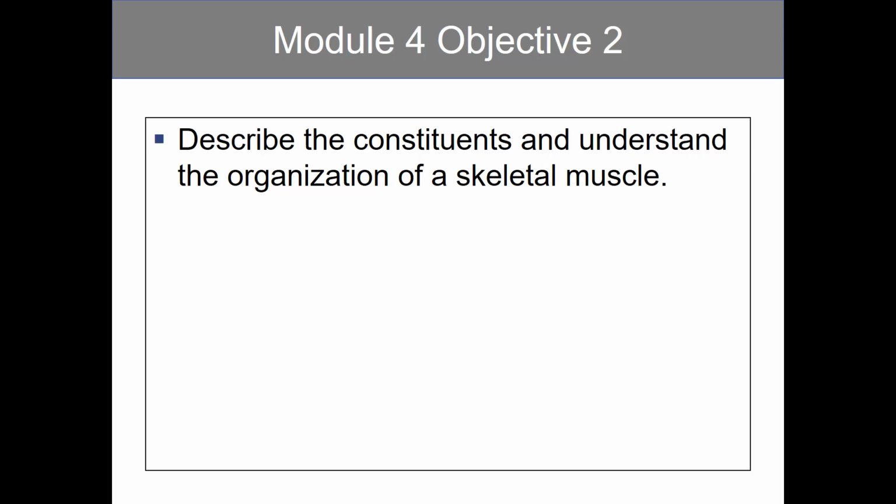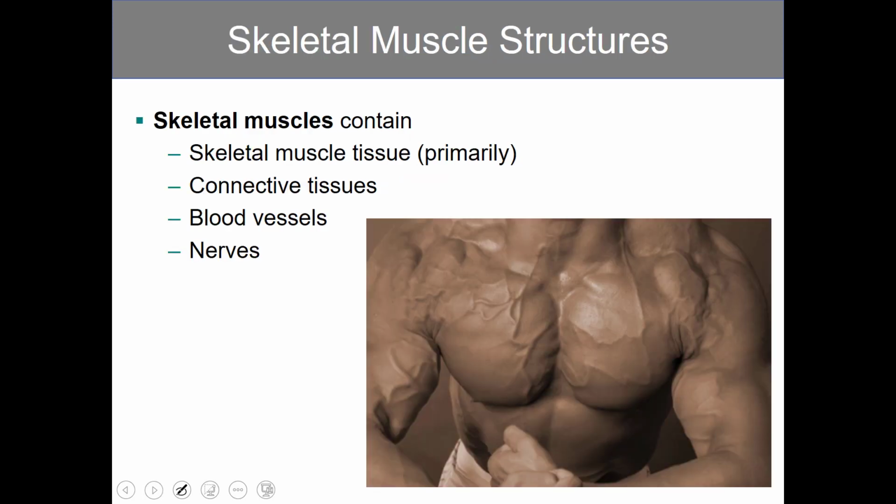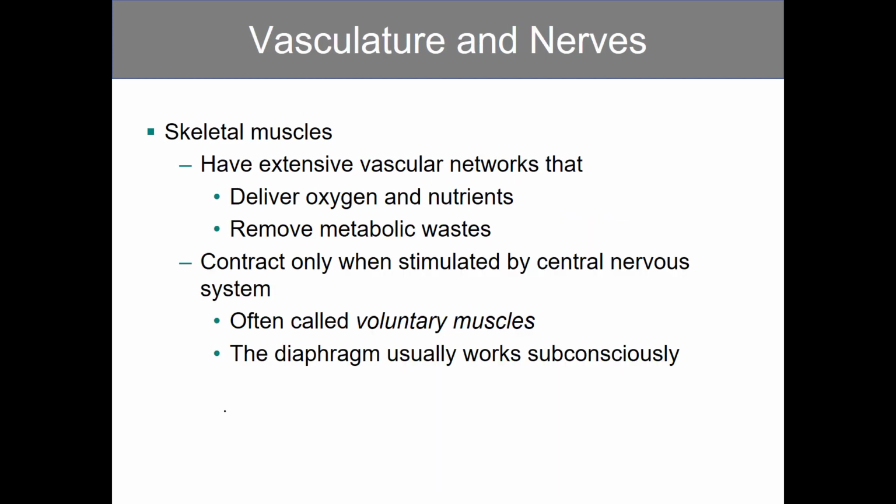Module 4, Objective 2: describe the constituents and understand the organization of skeletal muscle. Skeletal muscles not only contain skeletal muscle tissue, but also the connective tissues, the vasculature, and the nervous supply that feed those muscles. Skeletal muscles have extensive vascular networks, so there are a lot of blood vessels that deliver oxygen and nutrients, as well as help remove any metabolic waste products associated with metabolism.